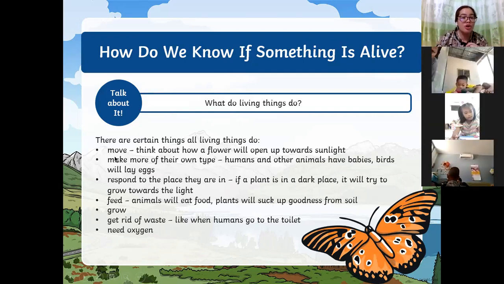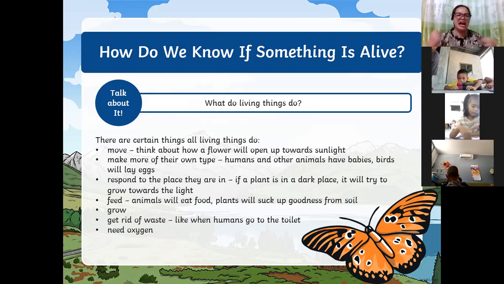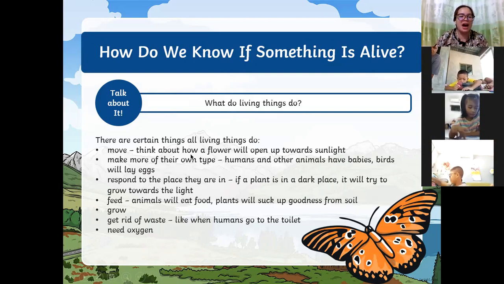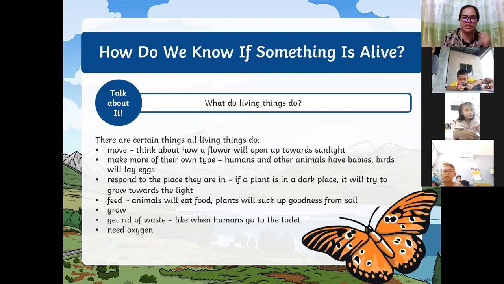One, move. Like you can dance, you can run, it's because you are a living thing. Think about how a flower will open up towards sunlight. It moves. Living things do, number one is move. That's why the butterfly can fly, it's because it is a living thing. Living things can move to the right, to the left, they can run, they can swim. Any movement, living things can do that.